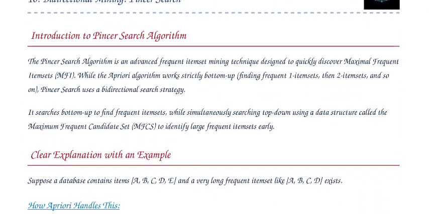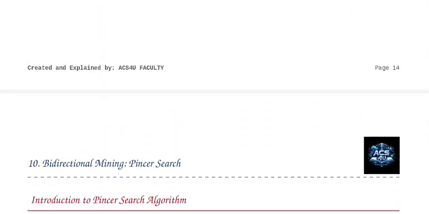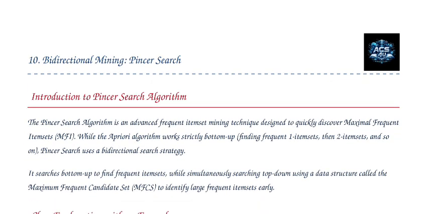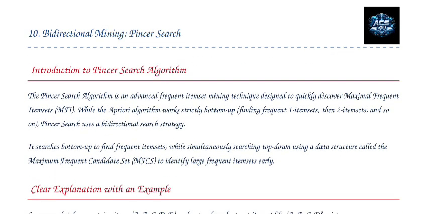Next, here comes the bidirectional mining, that is the Pincer Search algorithm. The Pincer Search algorithm is an advanced frequent item set mining technique designed to quickly discover the maximal frequent item sets, MFI. The Apriori algorithm works strictly bottom up, finding frequent 1 item sets, then 2 item sets, and so on. Pincer Search uses a bidirectional search strategy.